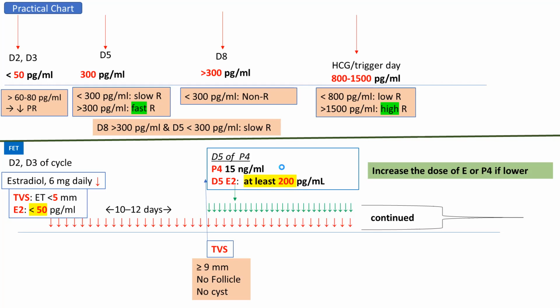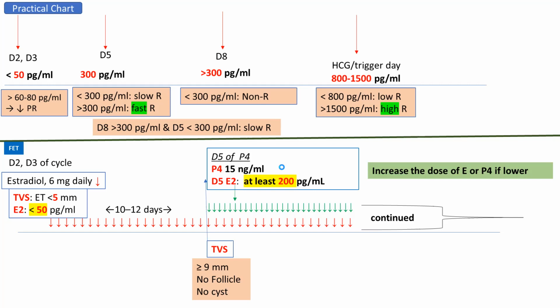If it is less than 300, this means that the patient is a slow responder. More than 300 means that she is a fast responder. And at day 8, you repeat estradiol. So this test is repeated. Day 8, more than 300 is good. If it is less than 300, this is non-responsive to induction, and you have to counsel the couple for cancellation.